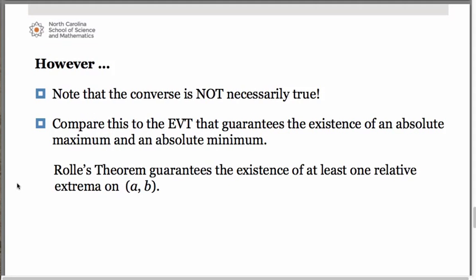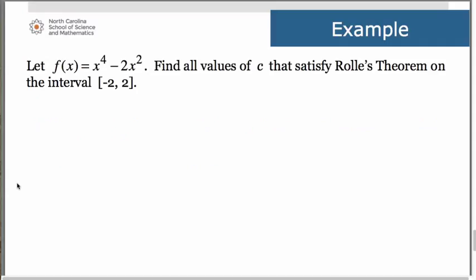However, note that the converse of Rolle's theorem is not necessarily true. And if you compare this to the statement of the extreme value theorem, remember that it guarantees the existence of an absolute maximum and an absolute minimum. Rolle's theorem, on the other hand, guarantees the existence of at least one relative extrema on the open interval from a to b. So let's take a look at an example.